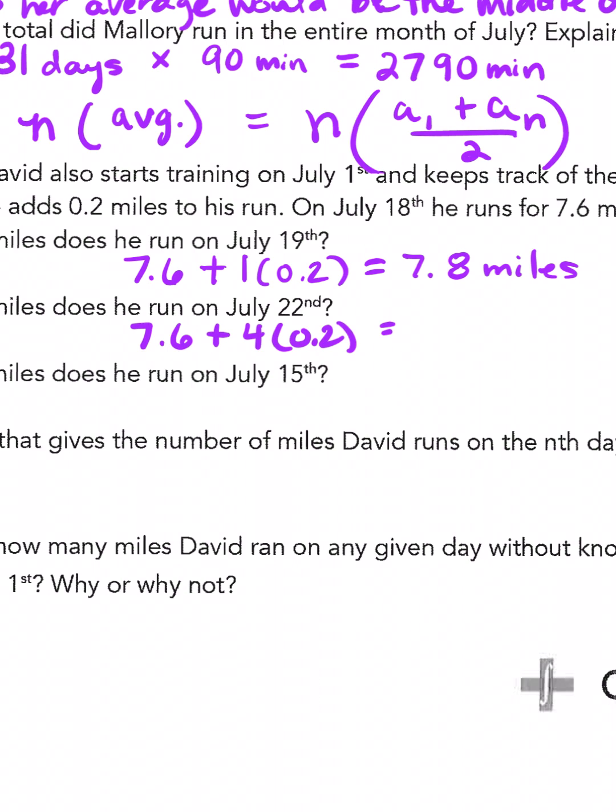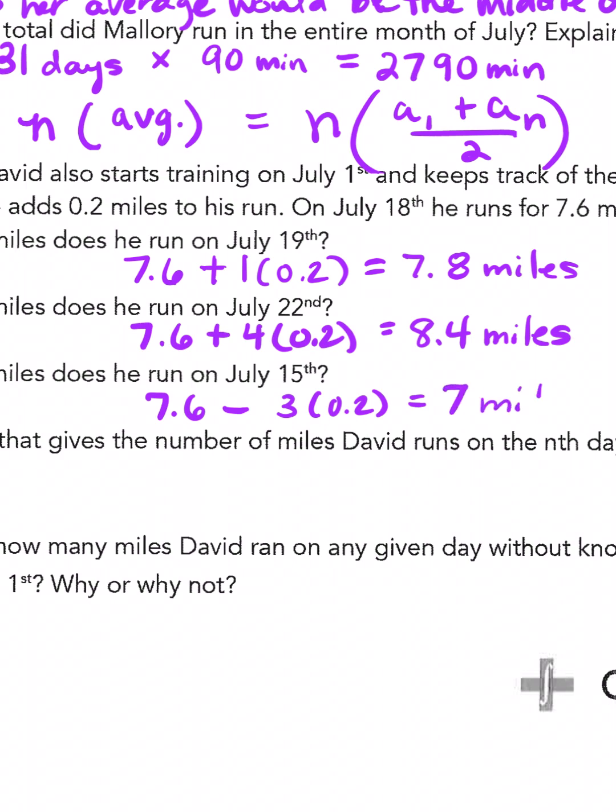How far did he run? 8.4. Yeah. 8.4 miles? How many miles does he run on July 15th? Can we work it the other direction? If we start with 7.6, what are we going to do this time? What times 0.02? 3. Good. Yeah, I got this. You're so smart. So how far did he run? 7 miles. He is much less in shape than his sister.